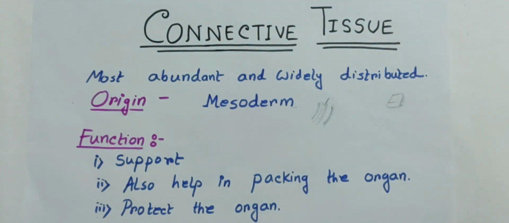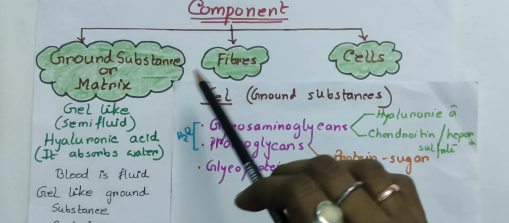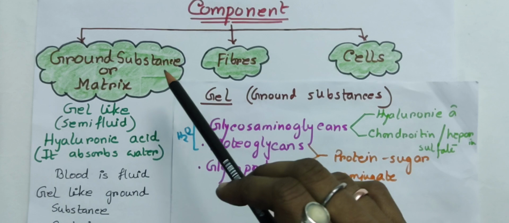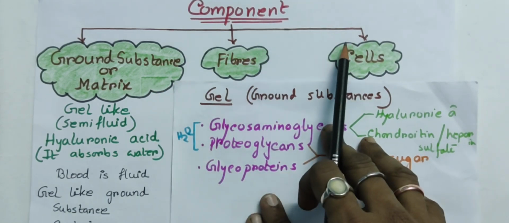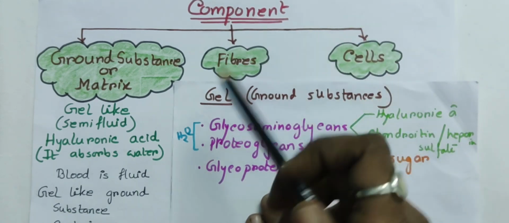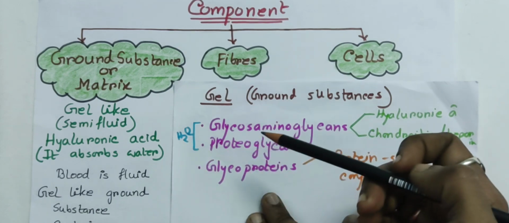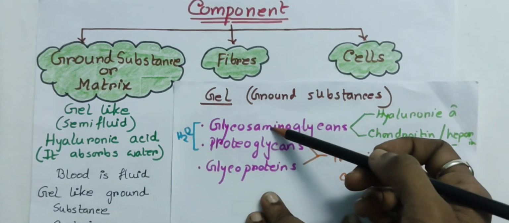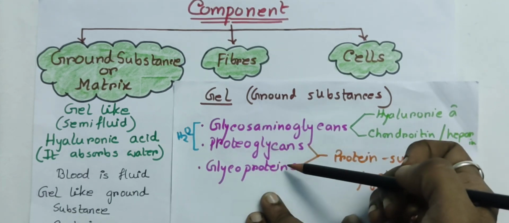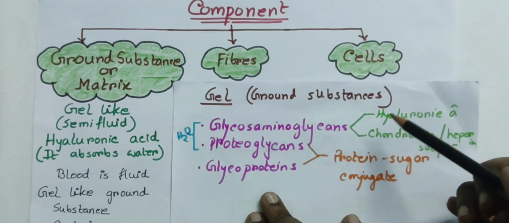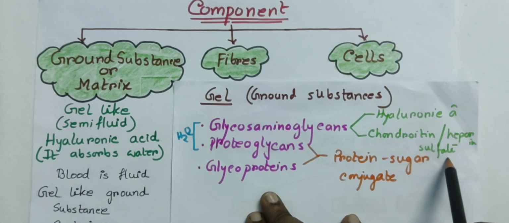Let's come to the details. Here are the components of connective tissue. Components are mainly divided into three parts: ground substance or matrix, fibers and cells. Ground substance, in which the cells are embedded, is a gel-like, semi-fluid substance. That gel substance is composed of three main components: glycosaminoglycans, proteoglycans and glycoproteins. Glycosaminoglycans are of two types, possessing hyaluronic acid, chondroitin or heparin sulfate.